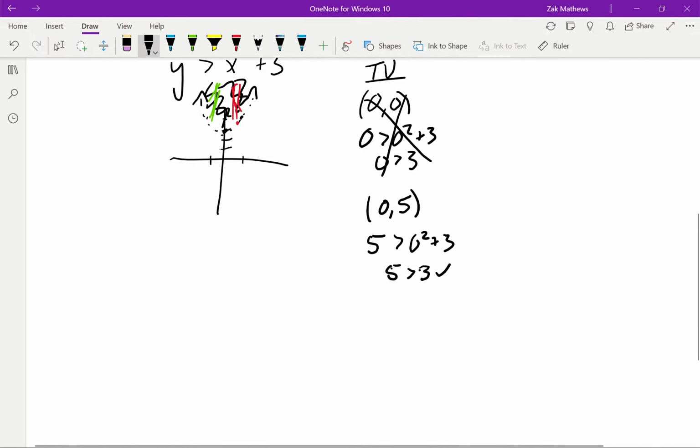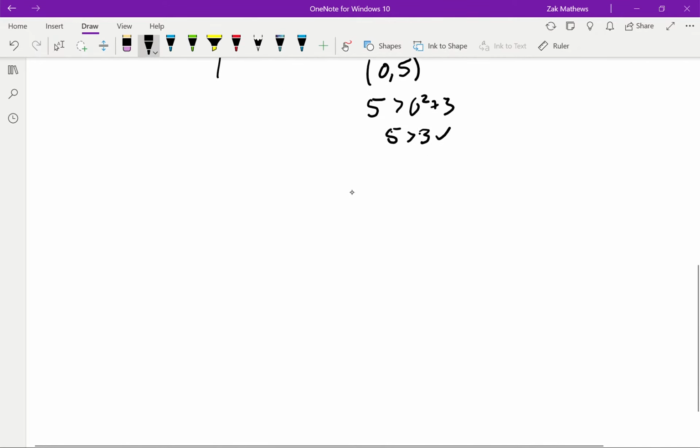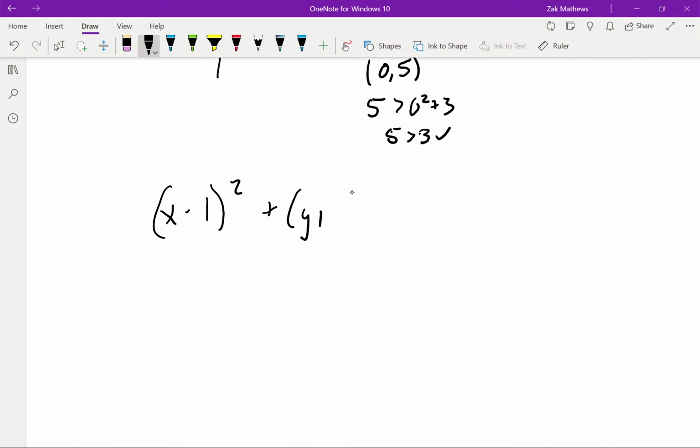Let's take a couple more examples. Let's say we have x minus 1 squared plus y plus 3 squared is greater than or equal to 25.